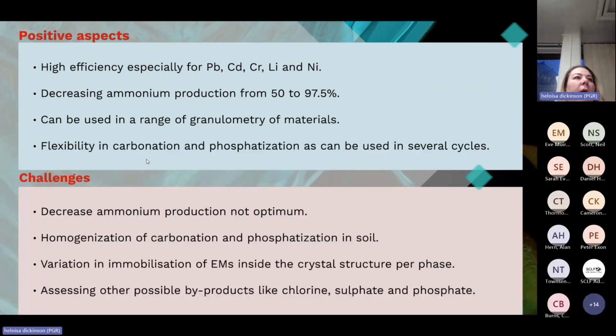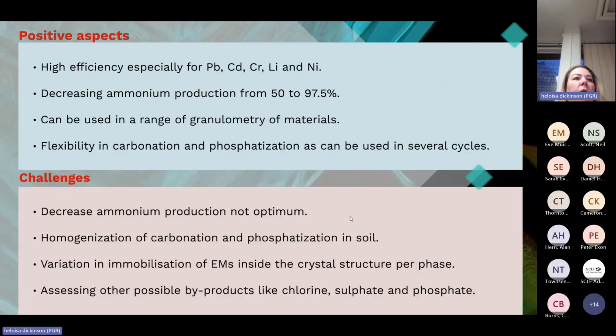There is flexibility in carbonation and phosphatization as it can be used in several cycles. And also, if in just one cycle we are getting too much carbonation or phosphatization, we can decrease the concentration of the solutions that we use to prepare the cementation solution, and we can decrease the enzymatic activity as well. Some challenges that we found so far.